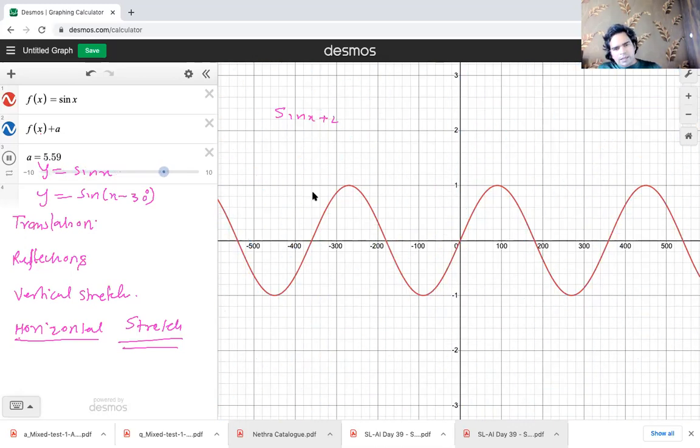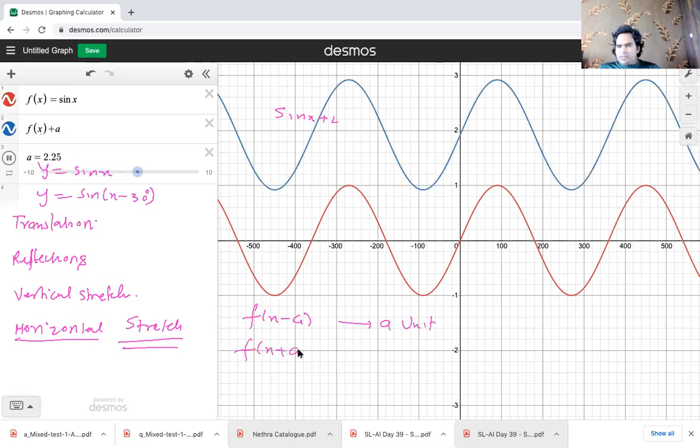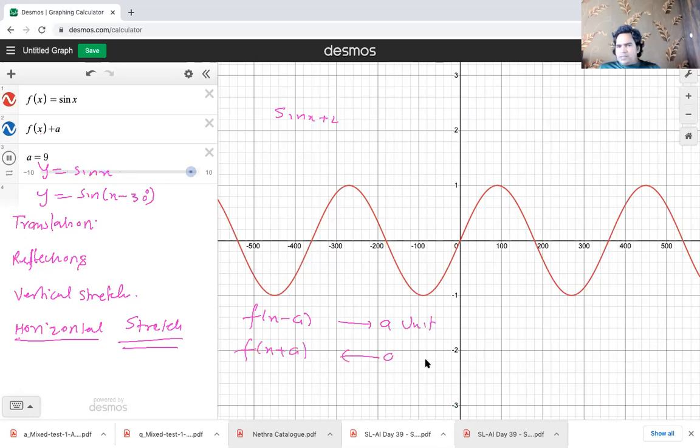So as a summary, in case you want to remember: f of x minus a moves a units to the right, f of x plus a moves a units to the left, f of x plus a outside moves up, and f of x minus a outside moves down. So this is just the basic translation that we discussed.